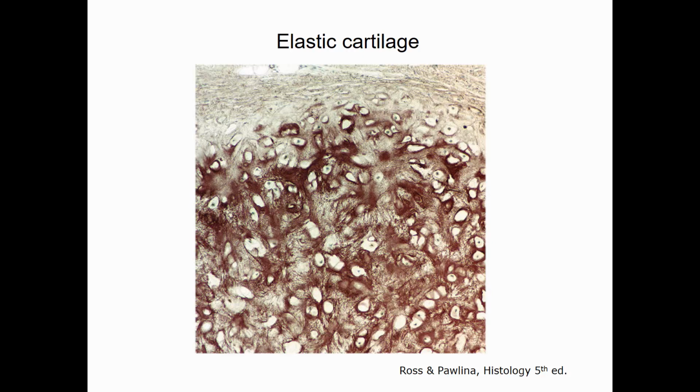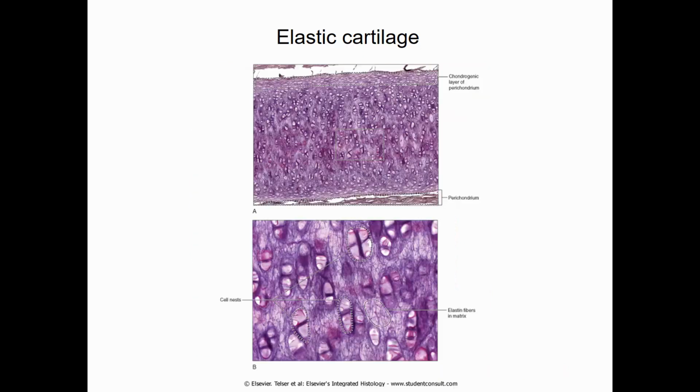And as the cells differentiate from the perichondrium, they become elastic chondrocytes, and they produce all the ingredients of cartilage, type 2 collagen, aggrecan, but also they produce elastin.